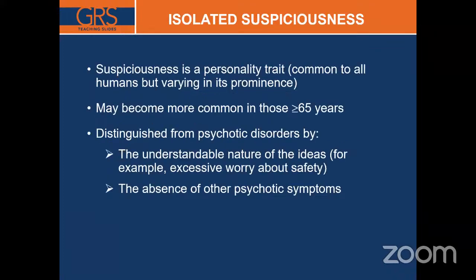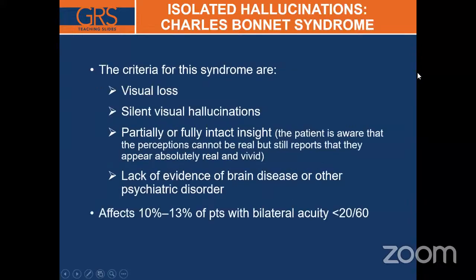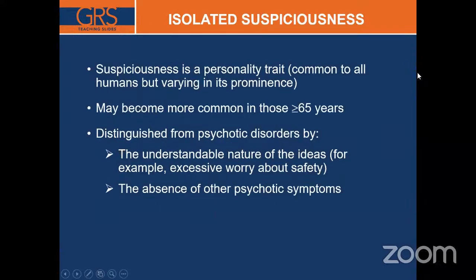Now we talk about isolated suspiciousness. It is a diagnosis when the suspiciousness is inherently a personality trait common to all humans, but varying in degree and in how it appears in every individual. It may become more common in those older than 65 years. We distinguish this from other psychotic disorders. We exclude all other causes.